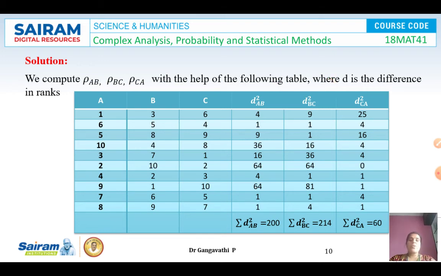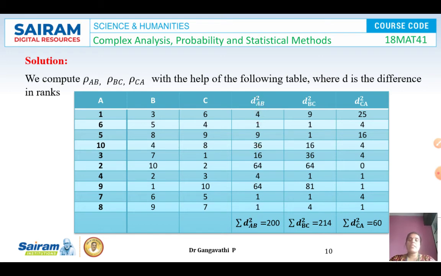Again I am telling you, the values are already ranked. We need not rank them again. So Judge A has ranked the participants in this way. Judge B has ranked the participants in this way. Judge C has ranked the participants in this way. And now D is nothing but the difference between the ranks. Then square it and write it. D square AB is the difference in the ranks of Judge A and Judge B. Evaluate that first and then square and enter it here.